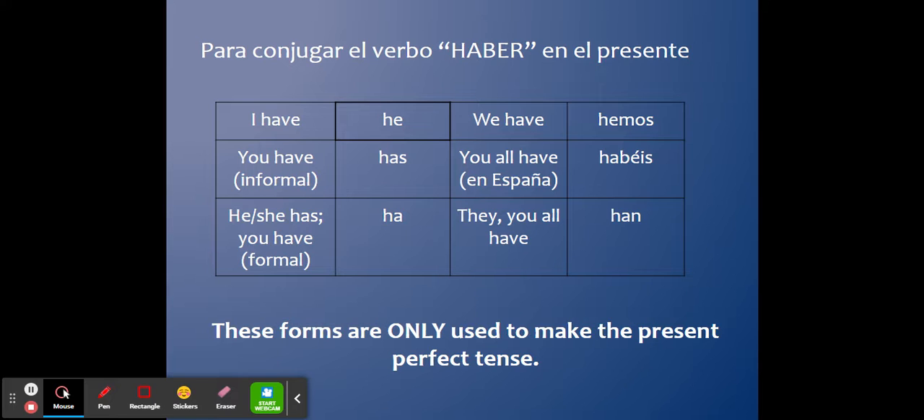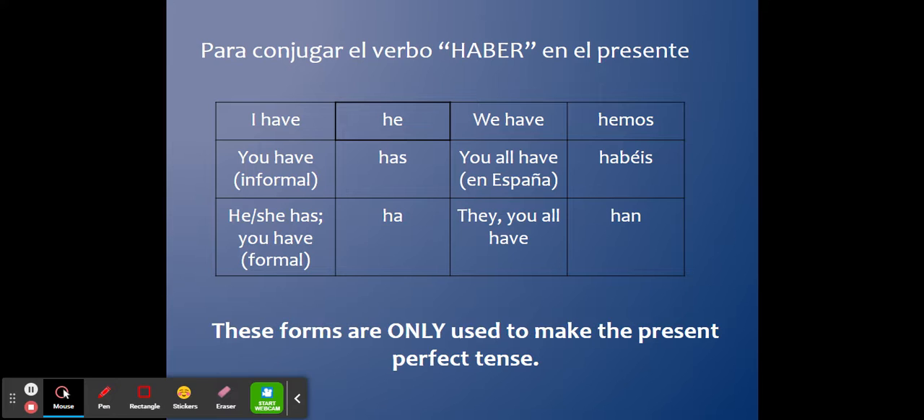And in the expressions hay, for there is or there are, hubo or había, there was or there were, habrá, there will be, and things along those lines. So haber only has these three very specific uses: to form the present perfect, the past perfect, and then those there is, there are, there was, there were type of conjugations, okay? So it's not used the way any other verb really is used. It's only used as a helping verb and to mean those very specific things.